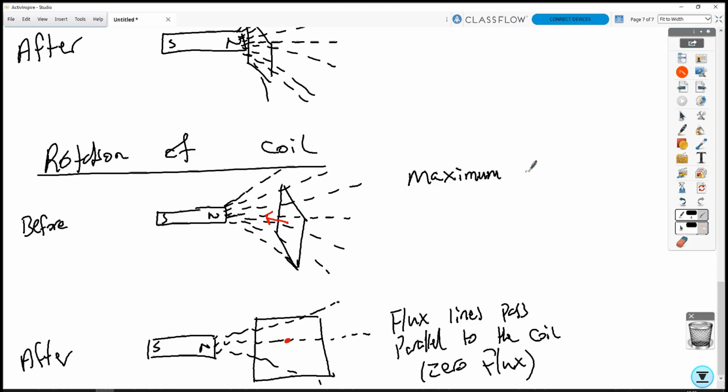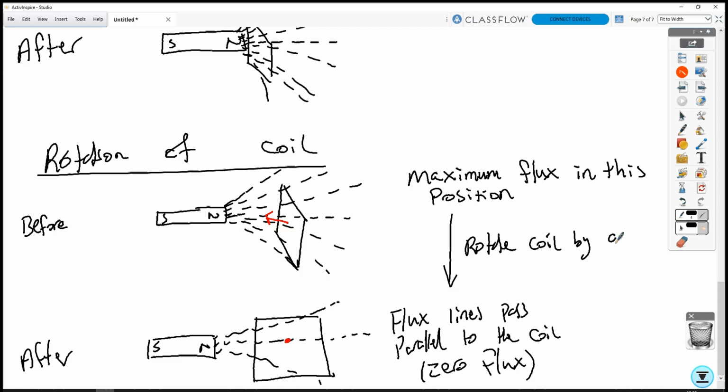So it's maximum flux in this position. And then to go from the before to the after, we rotate the coil by 90 degrees. And then you just keep repeating this process of rotating the coil.